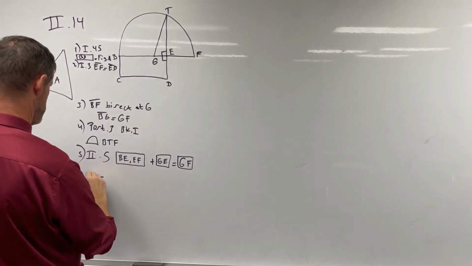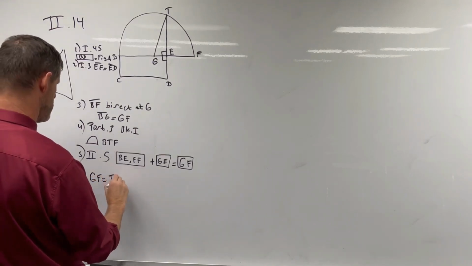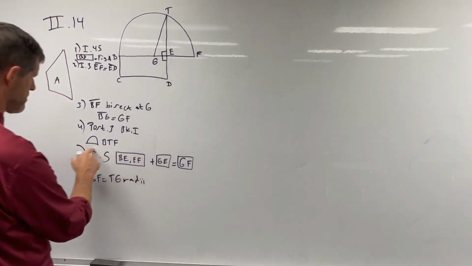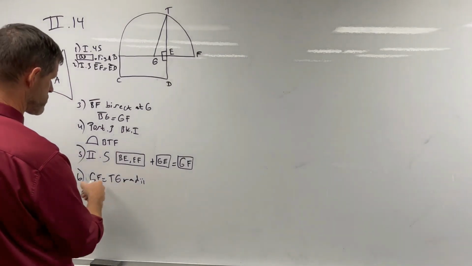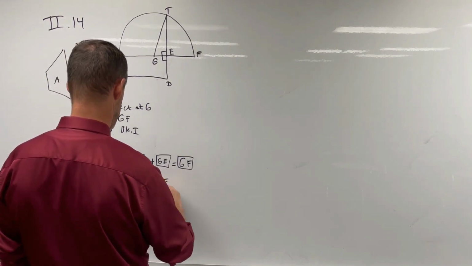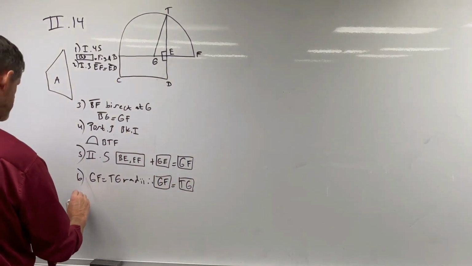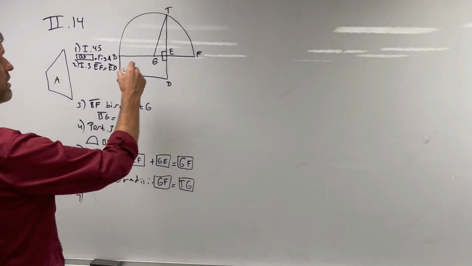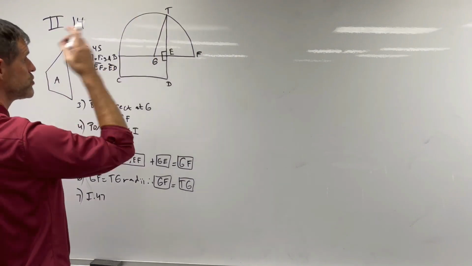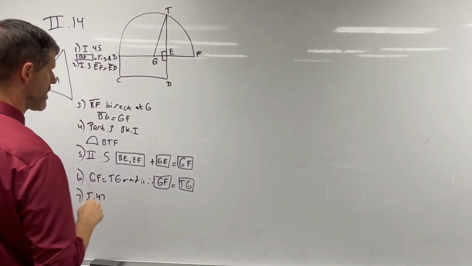So GF equals TG, because they're both radii of our semicircle BTF, which means that the squares on both of them are equal. Therefore, GF squared equals TG squared. And from Book 1, Proposition 47, if we look at triangle TEG, the right triangle, we know that the square on GE plus the square on ET are going to be equal to the square on TG.